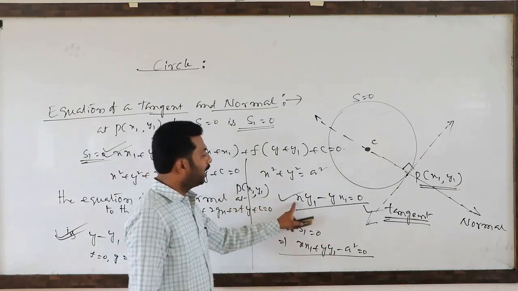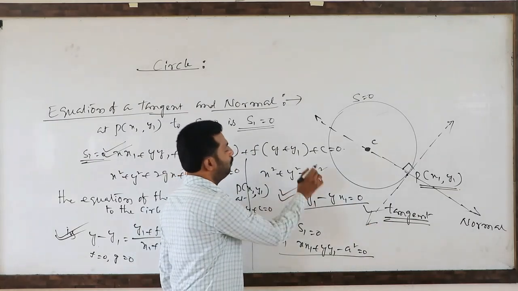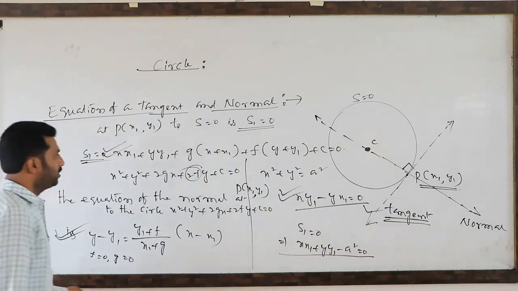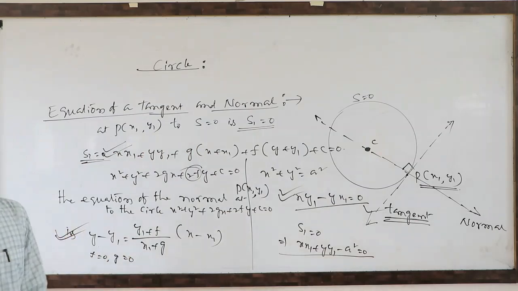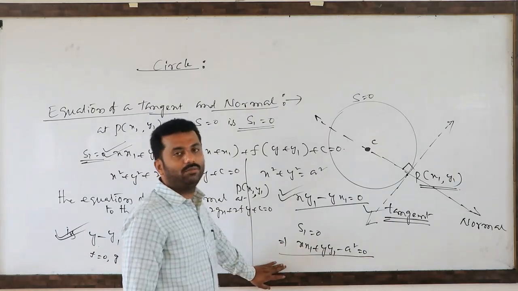So this is xy1 minus yx1 equal to 0. These two formulas you should remember. Equation of the tangent means x1 equal to 0. Equation of the normal means these two formulas you have to remember.